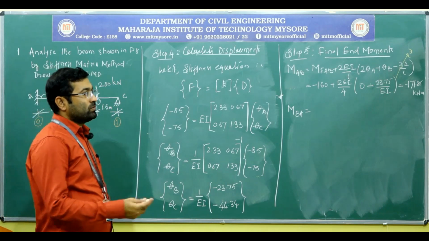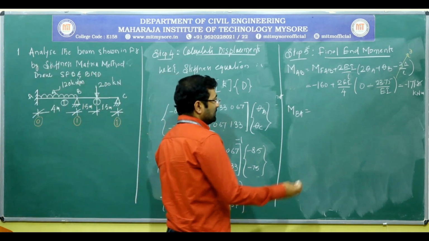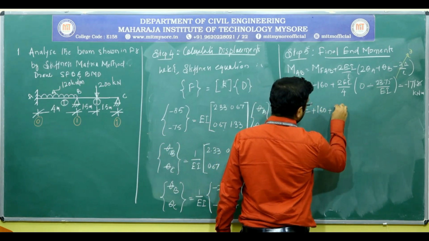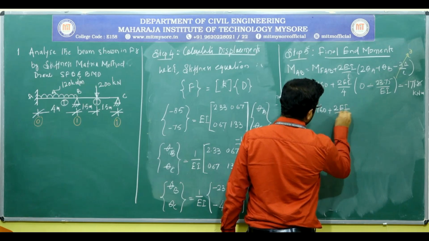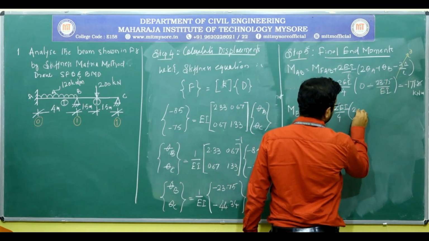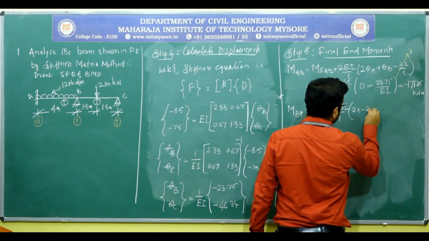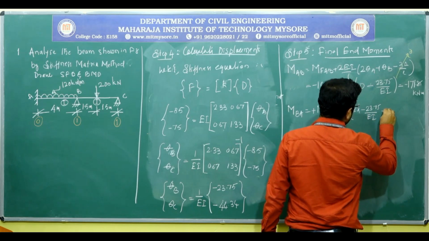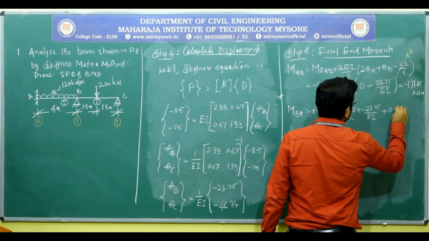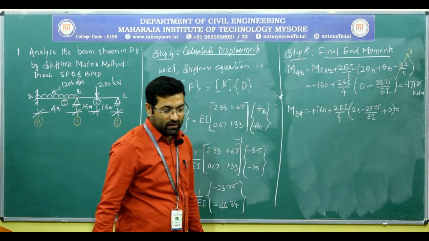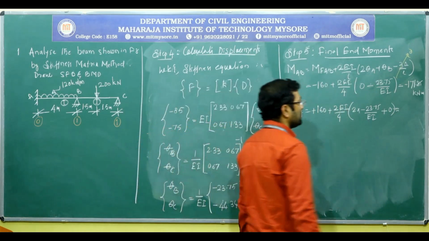Similarly, if I do this for the other span, MBA is equal to MFBA plus 2 EI by L into 2 theta B plus theta A. Then we will get plus 160 plus 2 EI by L as 4 into theta B. Theta B is 2 into minus 23.75 by EI, and theta A is 0, delta is also 0. So this gives me a value of 136.26.